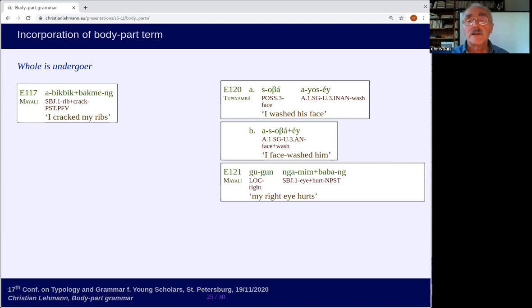First, the situation affects the whole, whether or not there is an actor. That is, whole is undergoer. And second, the whole controls the situation, affecting P or using it as an instrument. That will be the next slide. So first, whole is undergoer. This is the incorporative variant of the double undergoer construction.